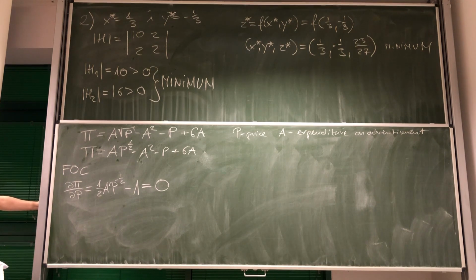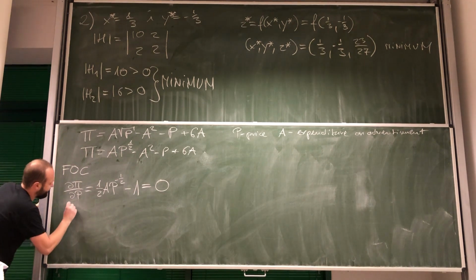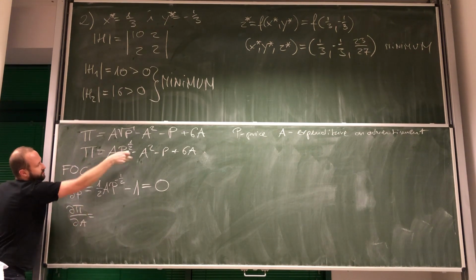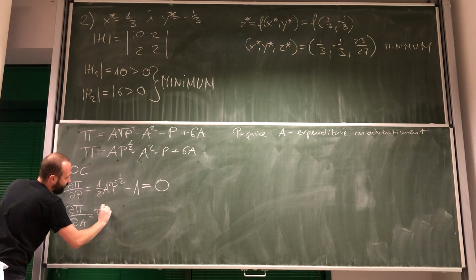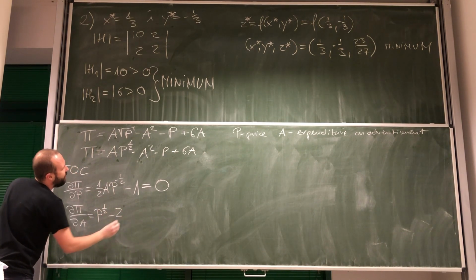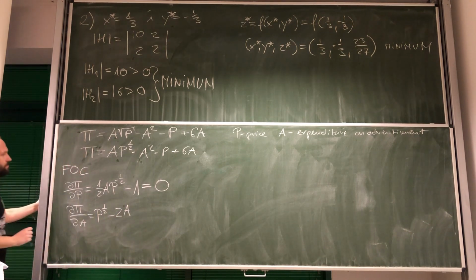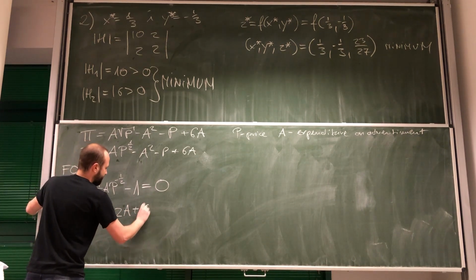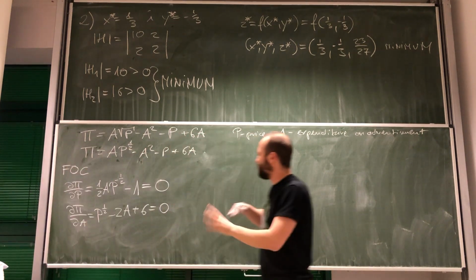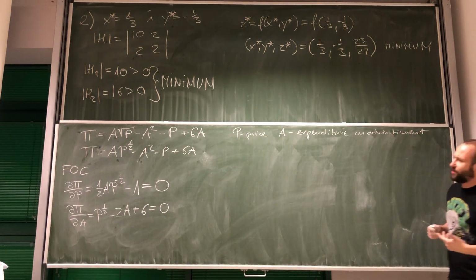Okay, so then we differentiate this with respect to advertisement, and so we're getting just P to the power 1 over 2 minus 2A plus 6, and it's equal to 0. Okay, you see, now the case is a little bit more troublesome, but with a little bit of arithmetic we can get rid of it.